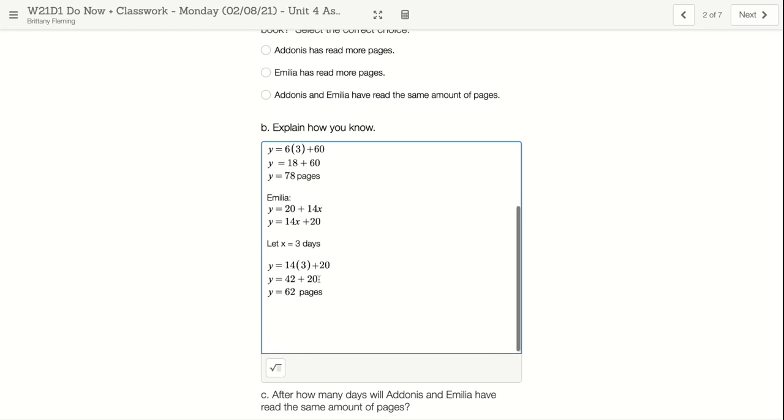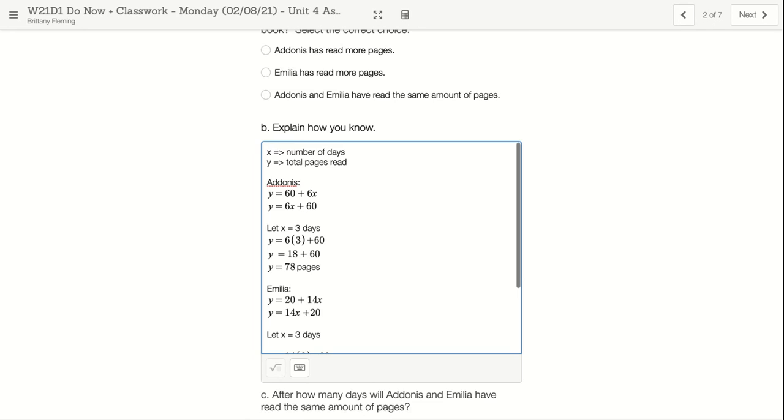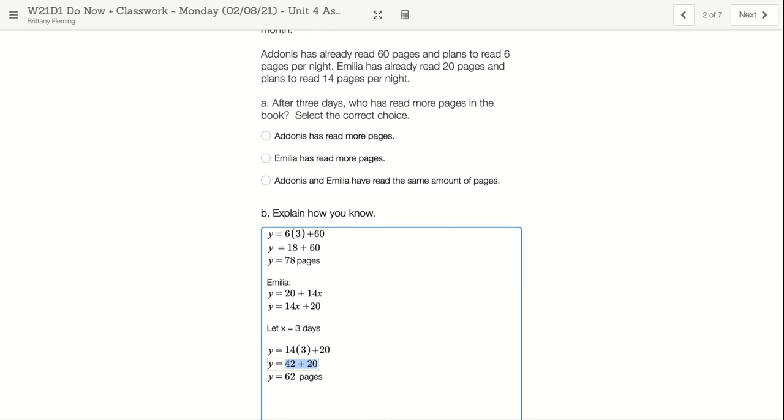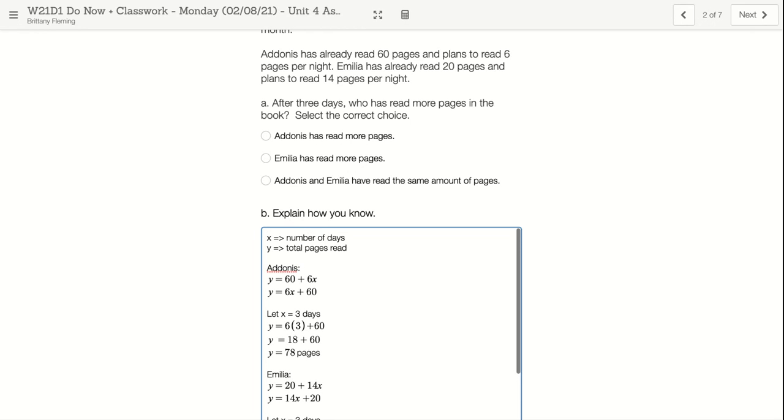I did a similar process for Amelia. So I let X equal 3 days. So I substituted 3 in the equation for X. So right here where you see the X, I substituted in 3. And so 14 times 3 is 42. And so 42 plus 20 is 62 pages. So after 3 days, Adonis has read more pages. So I will select Adonis.